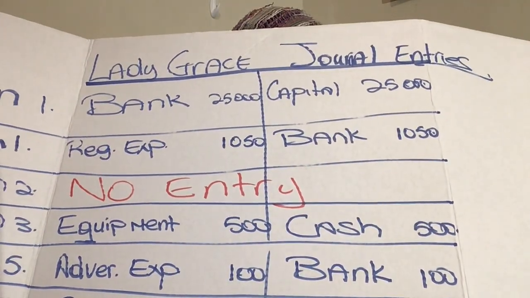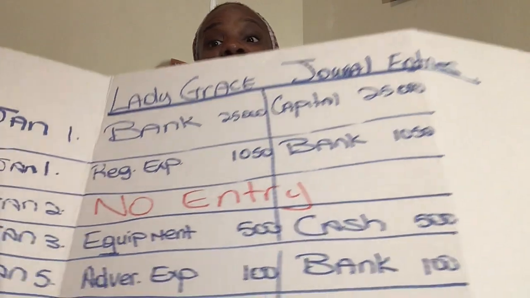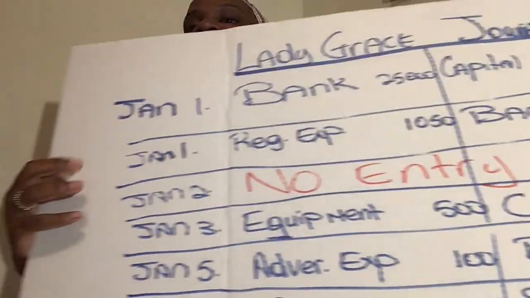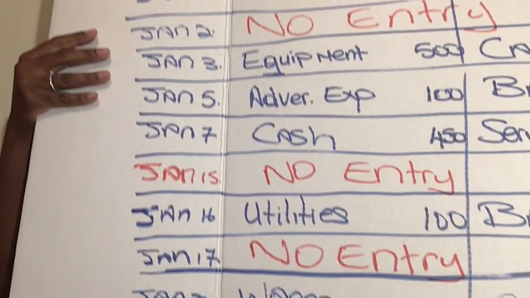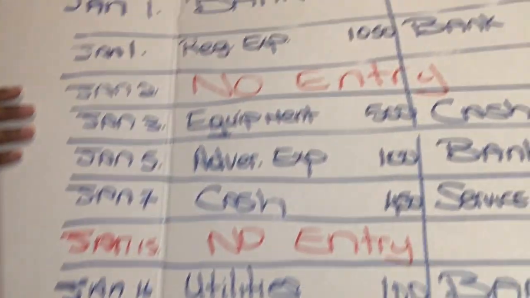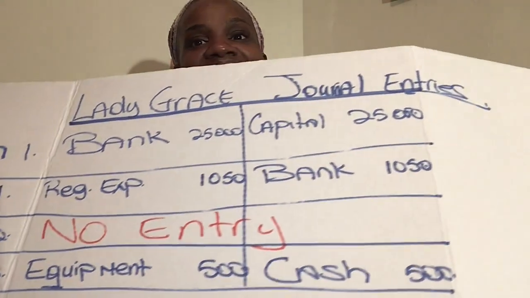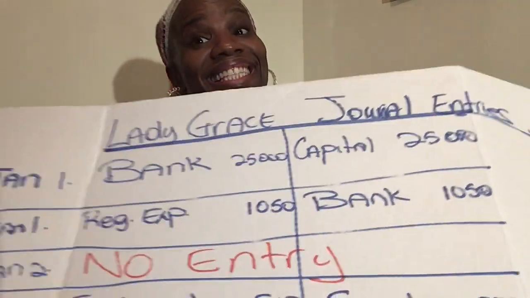The first one says, on January 1st, the main thing with journal entries are the dates. I hope you guys can see it. I have the dates running all down, right? And you can see that there's a lot of red, and the red are no entry. And this is how important it is.